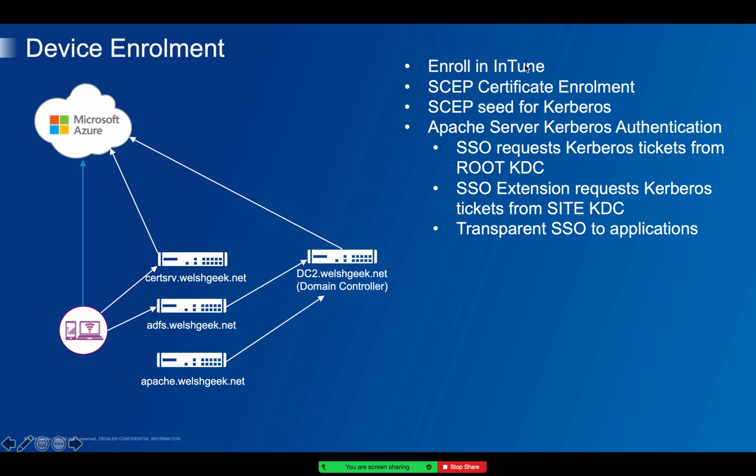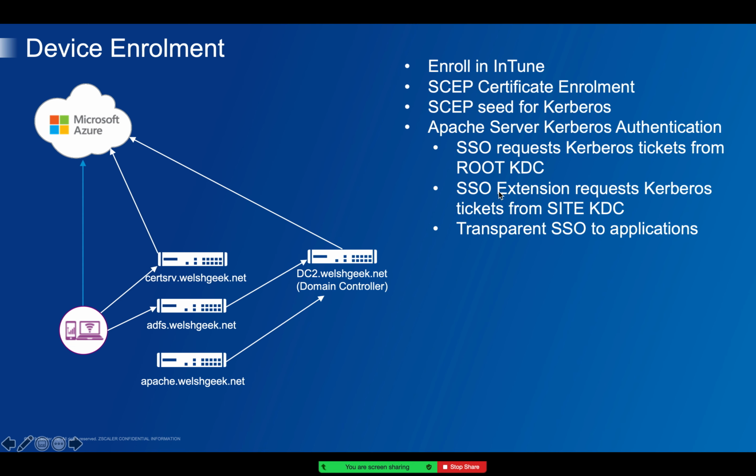Just to walk through the process, I'm going to enroll the device in InTune. That'll deploy a SCEP certificate, so it'll kick off that enrollment process. The SCEP certificate is linked to my Kerberos profile, so it's a seed for the Kerberos credential. When we do that, we're going to authenticate against the Apache server.